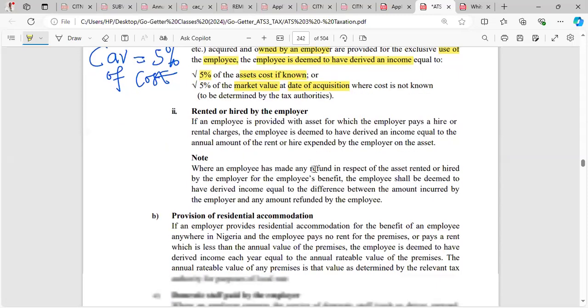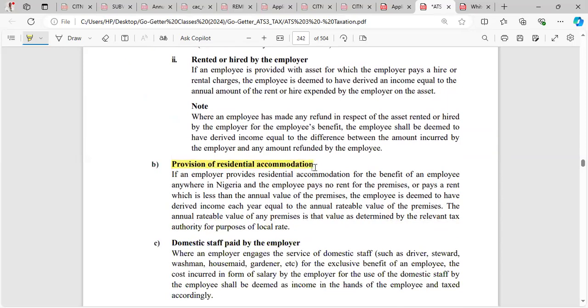All right. Then we'll go now to provision of residential accommodation. This is a house. If the employer provides residential accommodation for the benefit of an employee anywhere in Nigeria, and the employee pays no rent for the premises, or if he pays rent that is less than the annual value of the premises, the employee is deemed to have derived income each year equivalent to the annual rateable value of the premises.